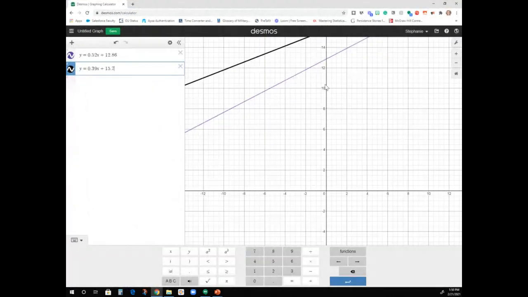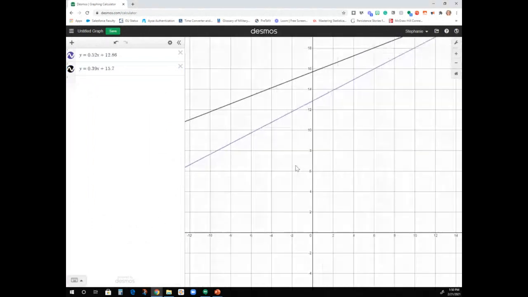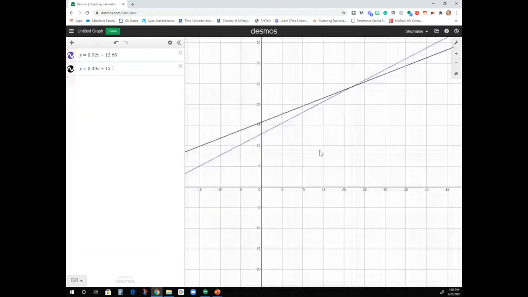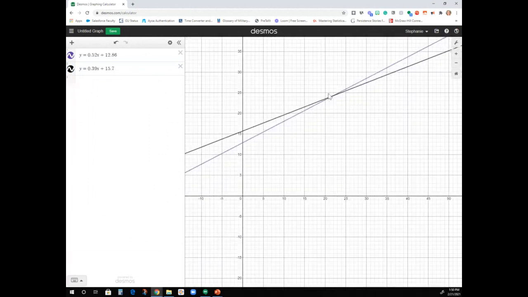So this is one where, the way that it defaults in Desmos, I can't actually see where they intersect. So you can zoom out and then kind of move things over. And then you can see that they do intersect somewhere here. So I'm going to click one of the lines, and then that gives me the intersection point. So they intersect at 21.846 and 24.22.